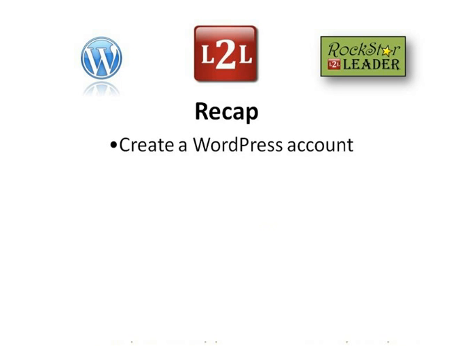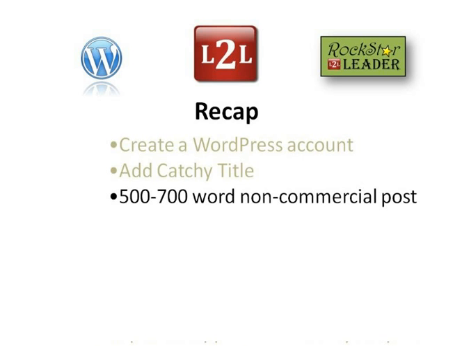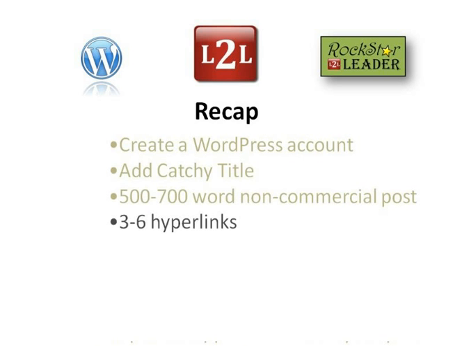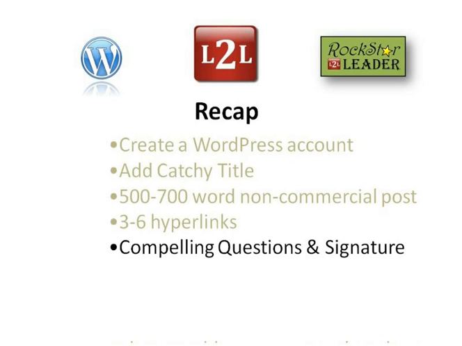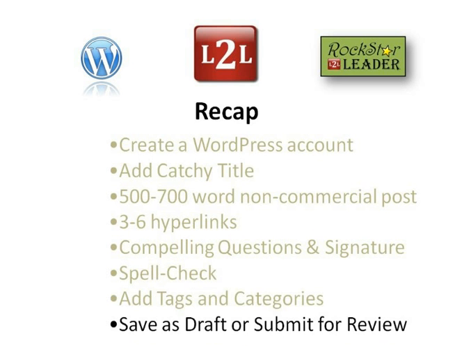Recap: create your WordPress account, add a catchy title, create a 500 to 700 word non-commercial post, 3 to 6 hyperlinks per post, add your compelling questions and signature at the bottom, do that spell check, add tags and categories, and then save as draft or submit for review.